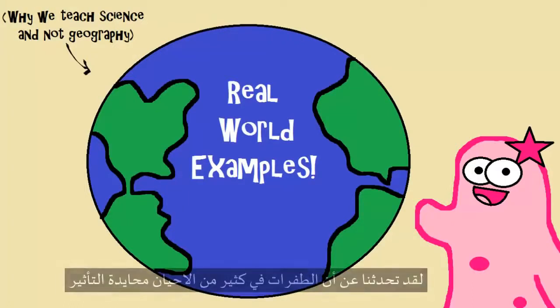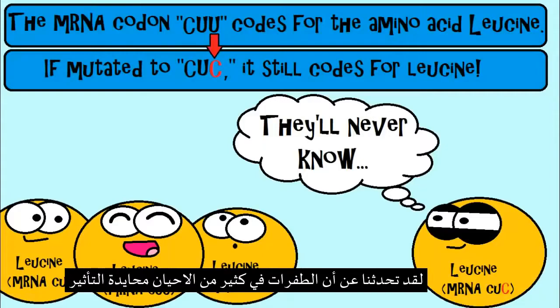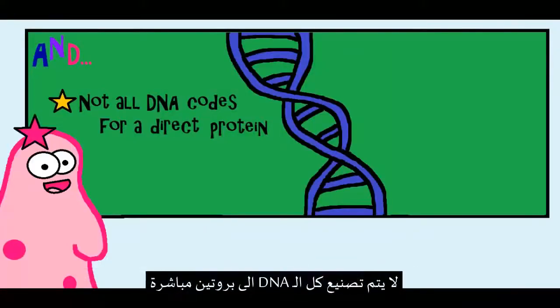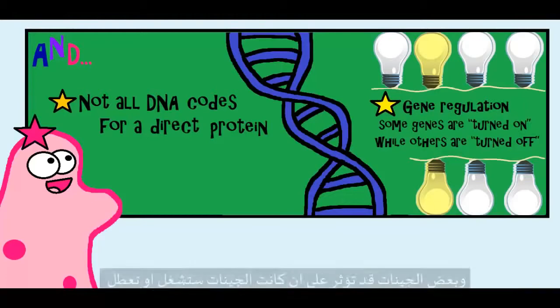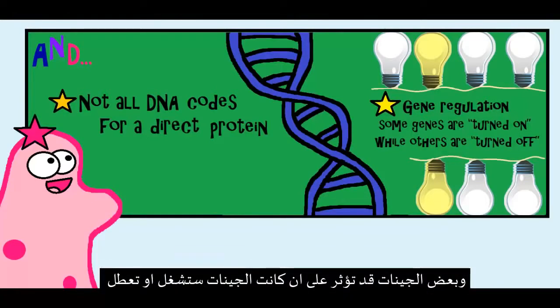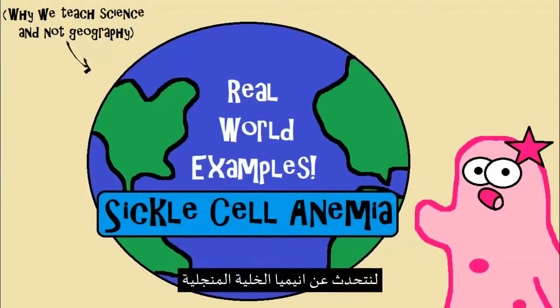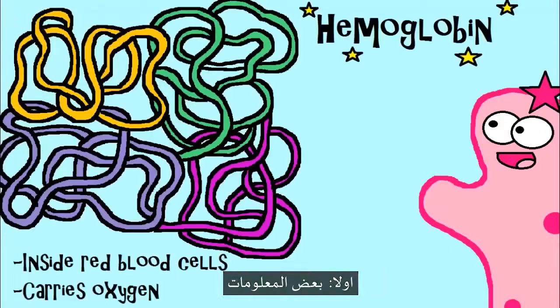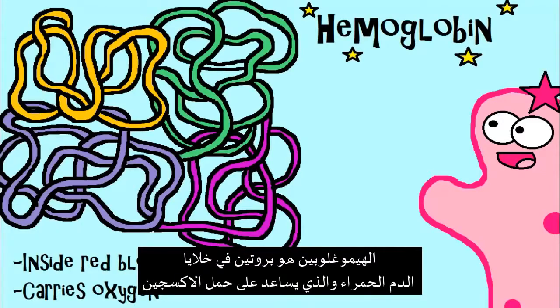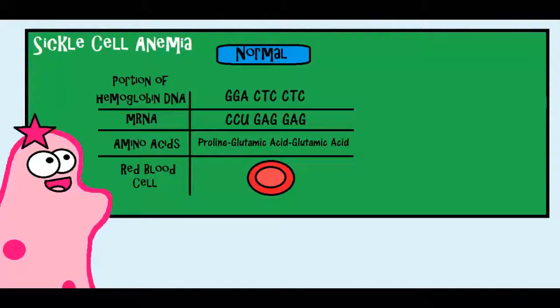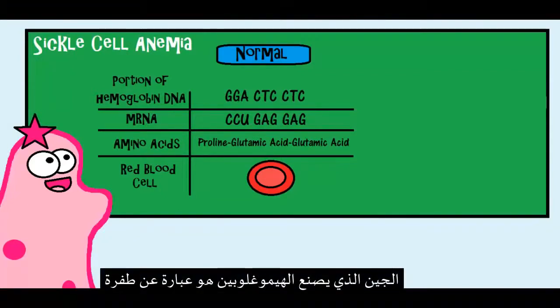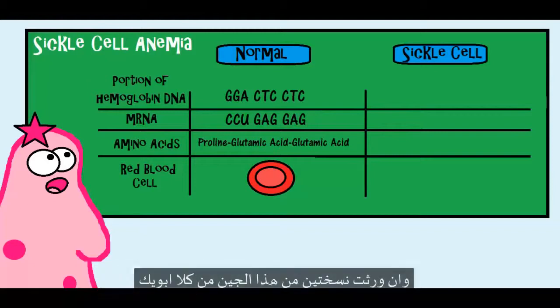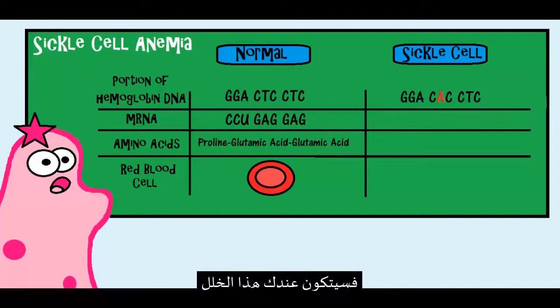mutations. Remember, we said that a lot of times mutations can have a neutral effect. Not all of your DNA codes for a direct protein. And other genes in your body can even influence whether those genes are going to be turned on or turned off. Let's talk about sickle cell anemia. First, a little background. Hemoglobin is a protein in your red blood cells that helps you carry oxygen. Well, in the disorder sickle cell anemia, the gene that codes for hemoglobin is mutated. And if you inherit 2 copies of this mutated gene, one from each parent, you can have this disorder.